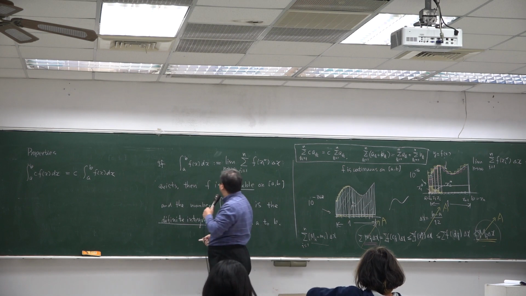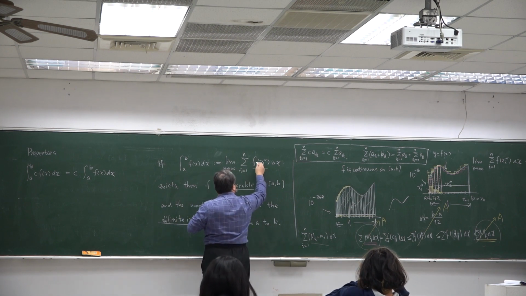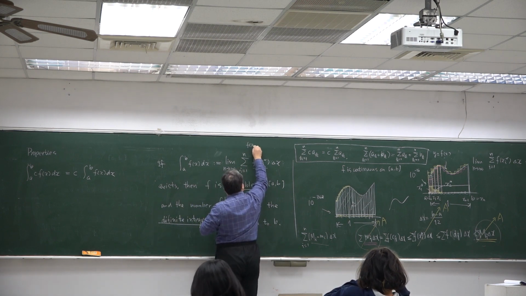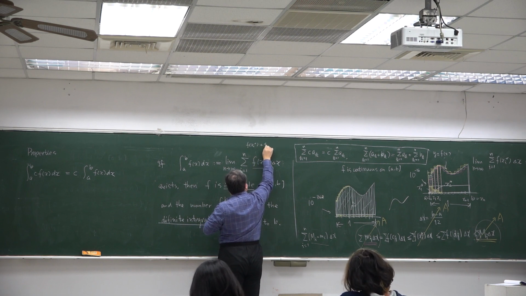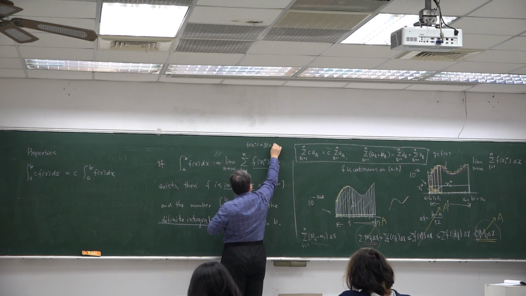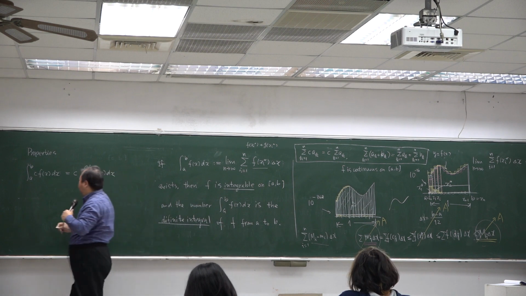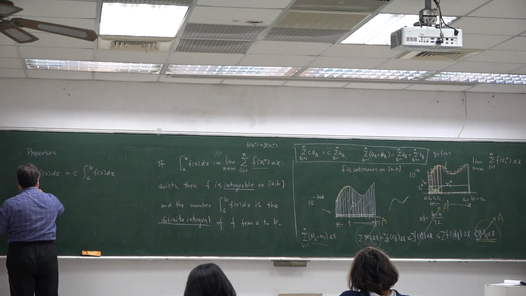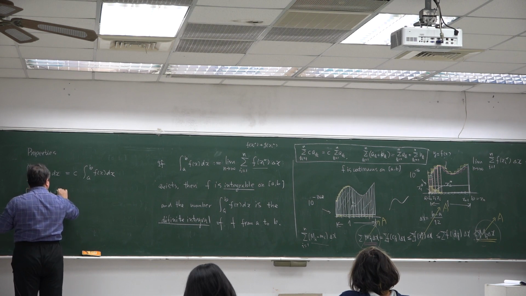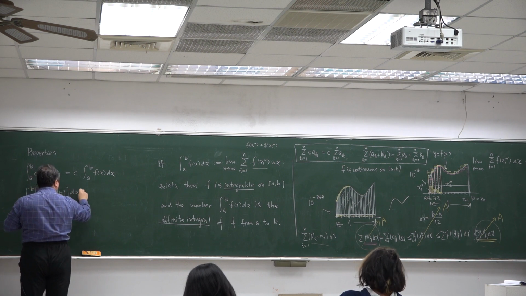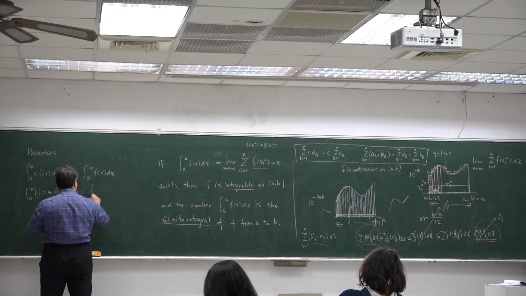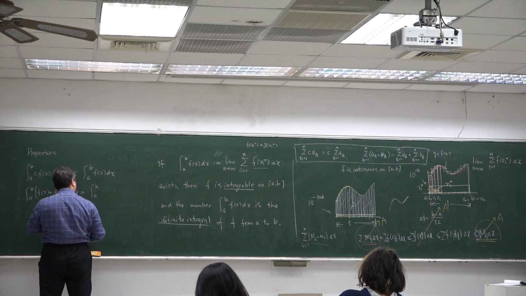So if we replace this by f of xi star plus g of xi star, ignore this, and suppose n is sufficiently large, we have the definite integral of the sum of two functions equals the sum of the definite integrals of these two.